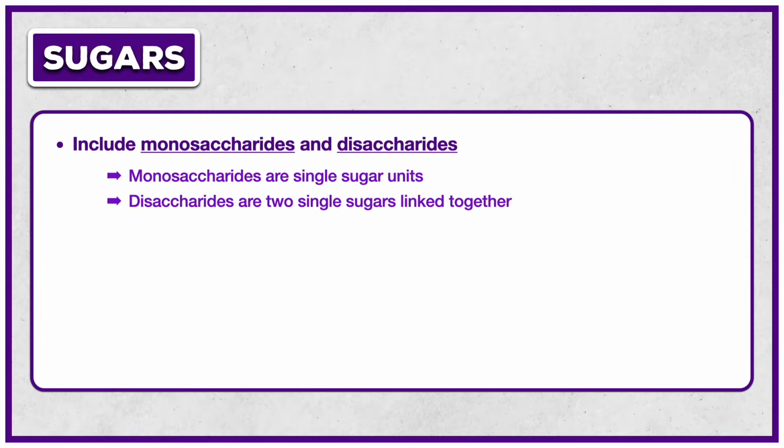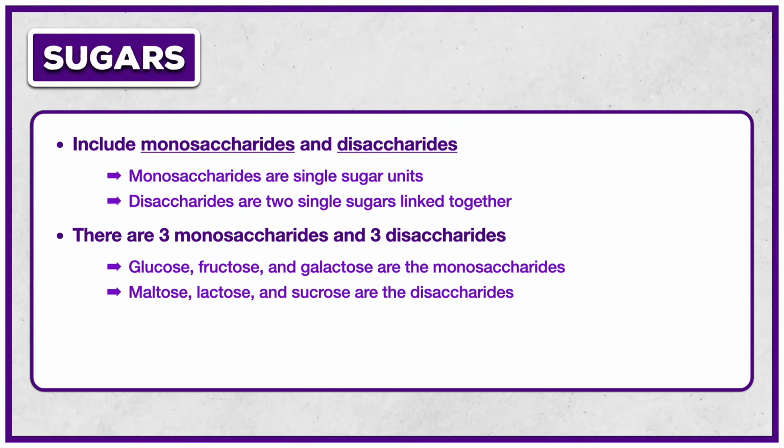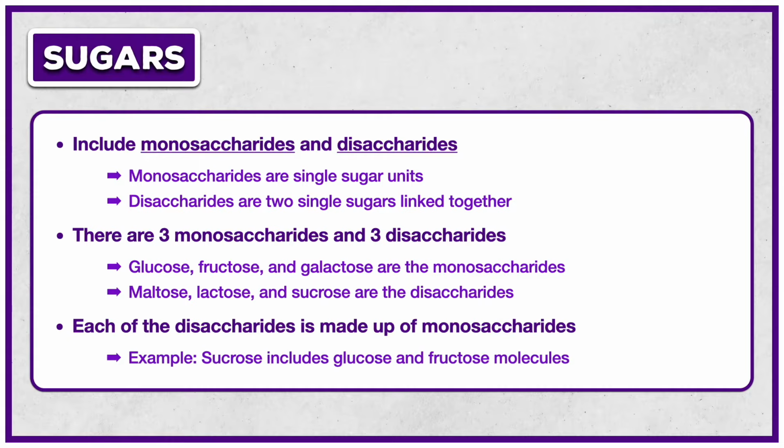First, we'll spend some time looking at the sugars. The sugars include monosaccharides and disaccharides. Monosaccharides are single sugar units, while disaccharides are 2 single sugars linked together. Put simply, mono means 1 and di means 2. There are 3 monosaccharides and 3 disaccharides. Glucose, fructose, and galactose are the monosaccharides. Maltose, lactose, and sucrose are the disaccharides.